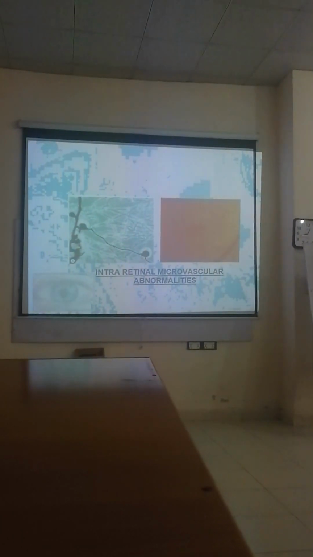So after cotton wool spots, now intraretinal microvascular abnormalities. These are called IRMAs.